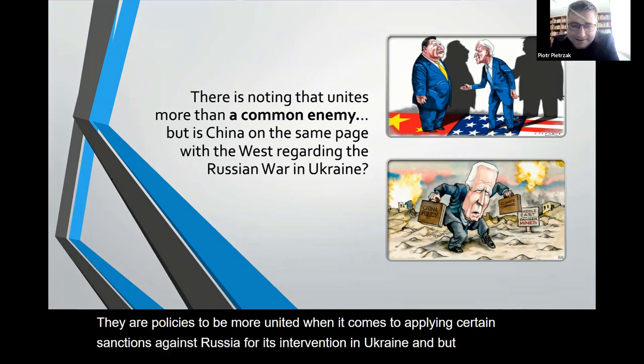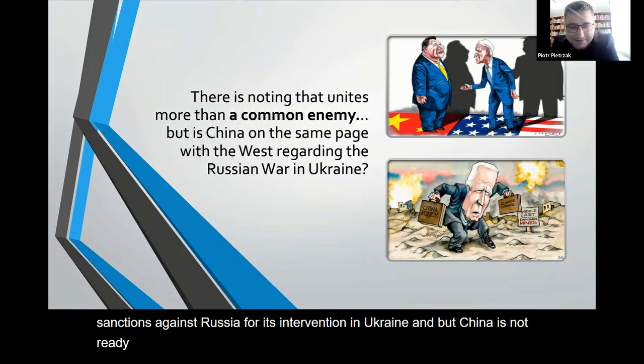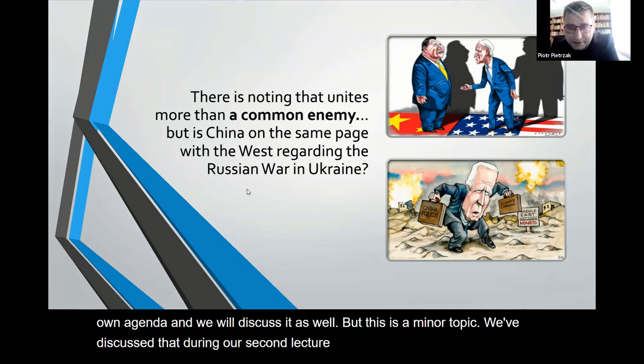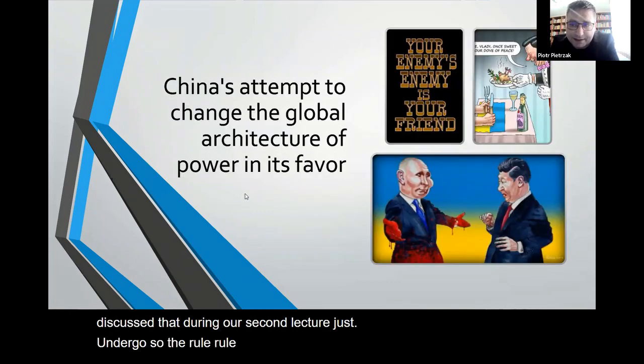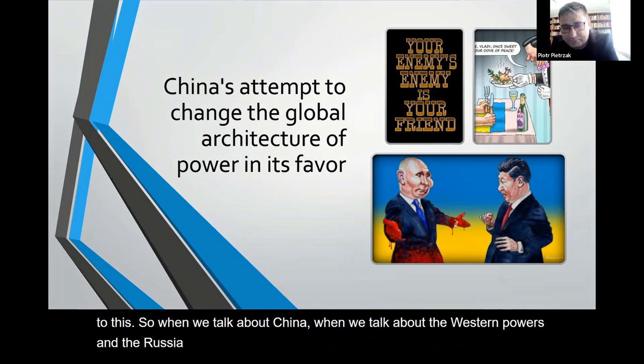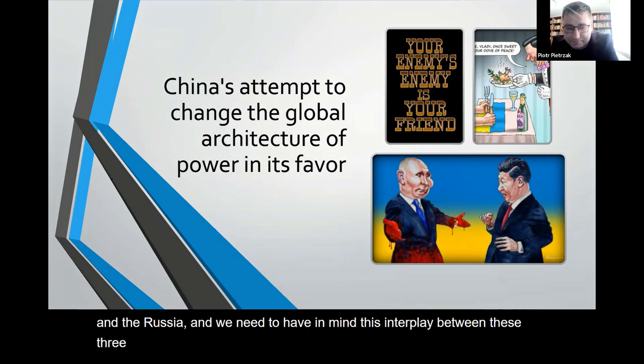But China is not really interested in joining the anti-Russia or anti-Putin coalition. It has its own agenda, and we will discuss it as well, but this is a minor topic. We've discussed that during our second lecture just a month ago. Still, the rule that your enemy's enemy is your friend applies to this. So when we talk about China, when we talk about the Western powers and Russia, we need to have in mind this interplay between these three powers, basically trying to exercise their influence around the world.